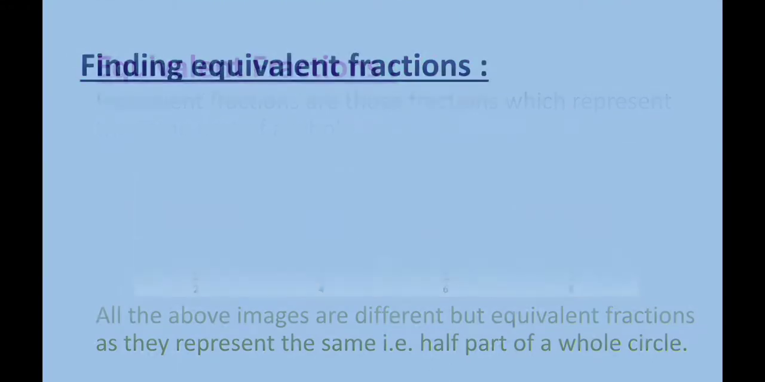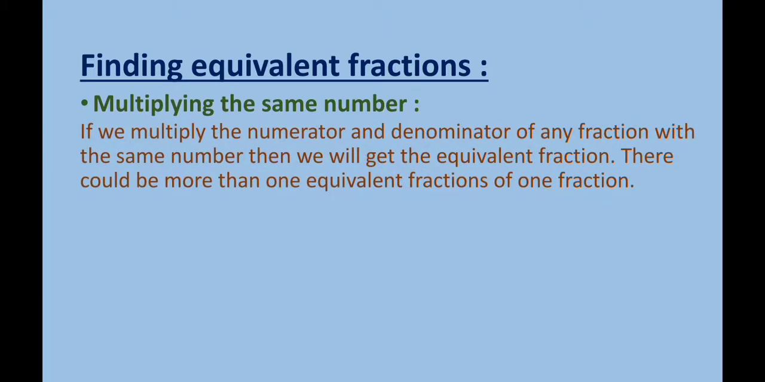Now move to finding equivalent fractions. How to find an equivalent fraction? First, we'll check by multiplying by the same number. If we multiply the numerator and denominator of any fraction by the same number, then we will get an equivalent fraction. There could be more than one equivalent fraction for one fraction. We can find any number of equivalent fractions for a single fraction.